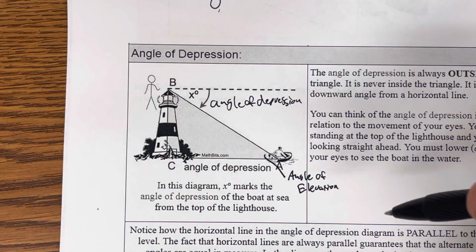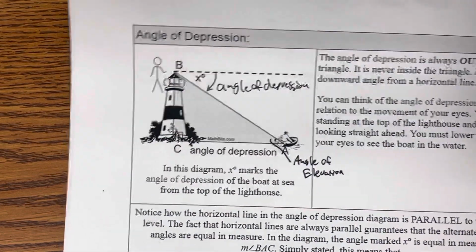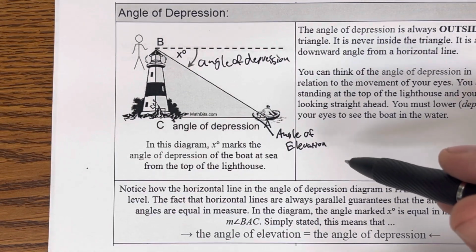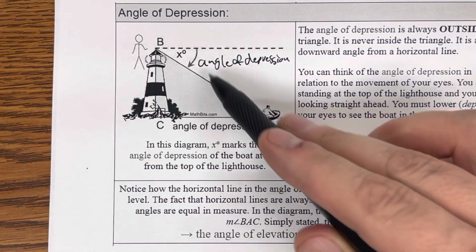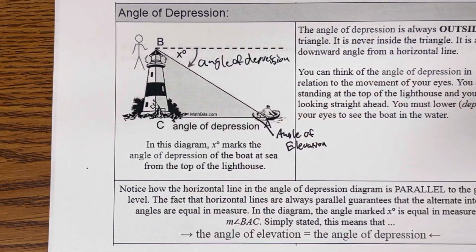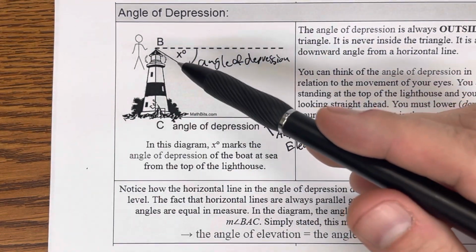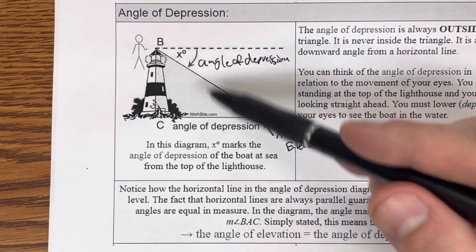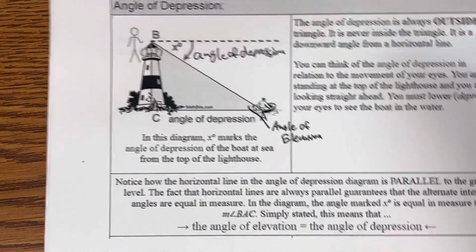Okay. Notice how the horizontal line in the angle of depression is parallel to the ground. So this makes it so that these alternate interior angles are congruent. So the angle of depression would be equal to the angle of elevation. Okay, so those two are going to be the same in relation to this triangle. So I'm going to do a couple examples here.